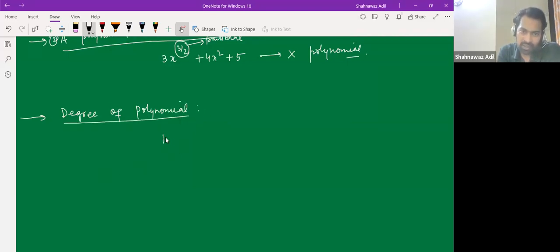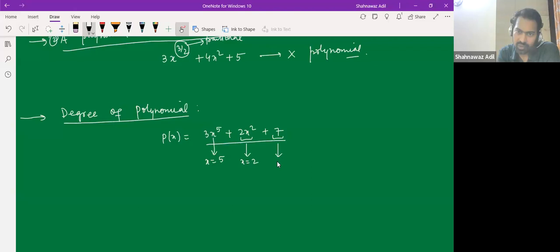Let's say we have a polynomial which is 3x^5 plus 2x squared plus 7. This is a trinomial, right? Yes, sir. And what is the power of x in here? 5. And in here, what is the power? 2. And in here, what is the power? 0. Right, because I can write this as 7 into 1, and I can write 1 as x to the power 0. So this is power 0.